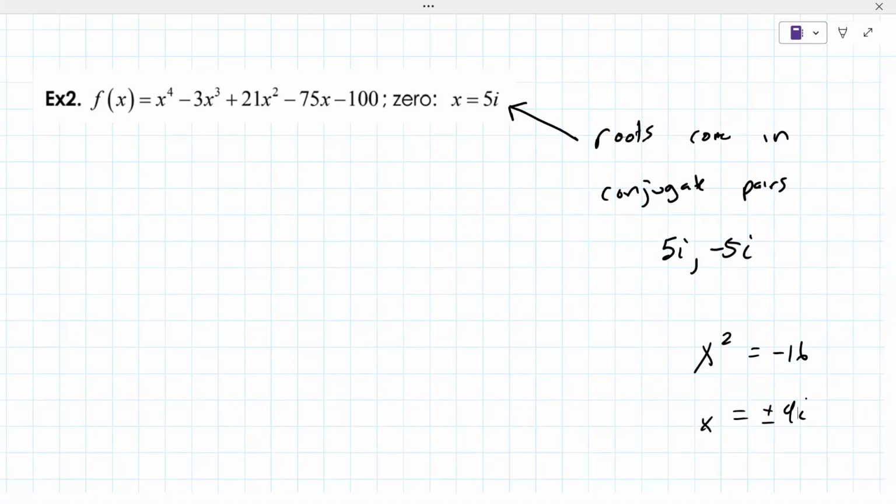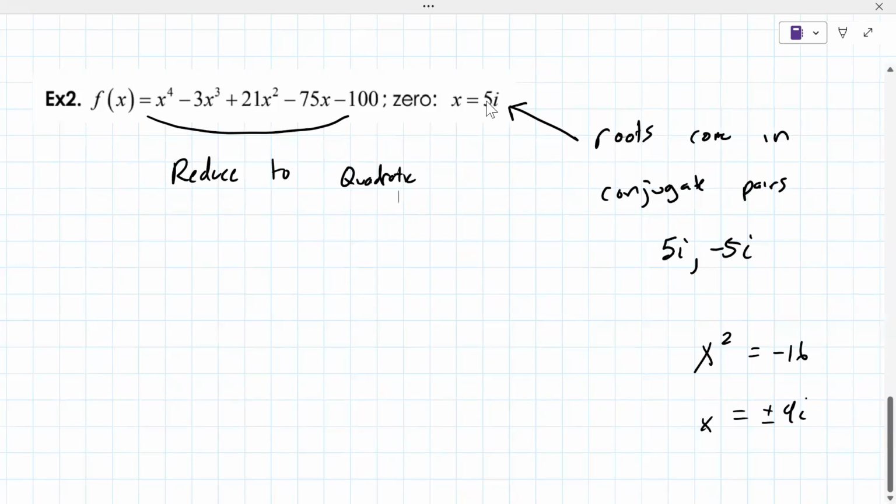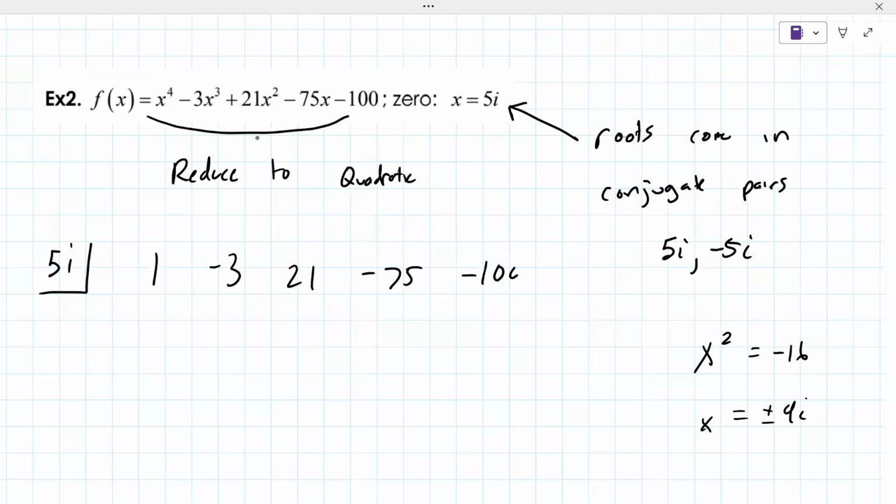So why is that important? Well, the goal is to reduce this down to a quadratic because you can solve every quadratic possible. And so if you know one of the roots, you know another root, and that'll reduce the order down from an x to the fourth to an x squared. So to do this, you're going to use synthetic division. Minus 3, oops, I want to start with the right coefficient. 1, minus 3, 21, minus 75, and minus 100.